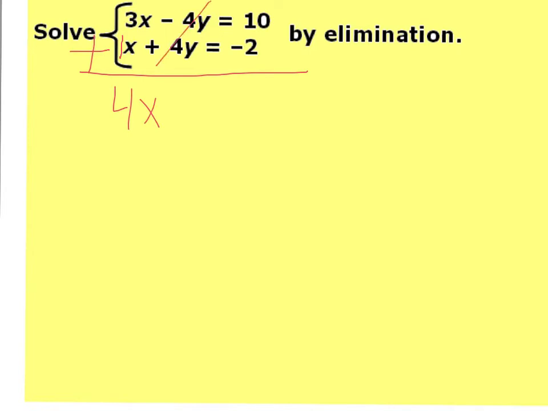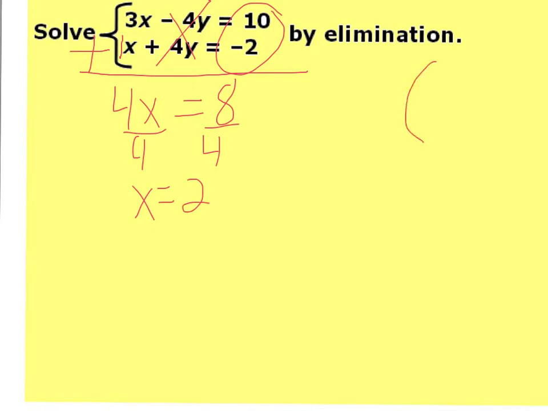Then I'm just going to cross these off and not even write 0. I'm just going to cross them off because they cancel. 10 plus negative 2 is 8. Watch how easy this is. We divide both sides by 4. X equals 2. That was quick. So we know that x is 2, so we're going to write it right there.